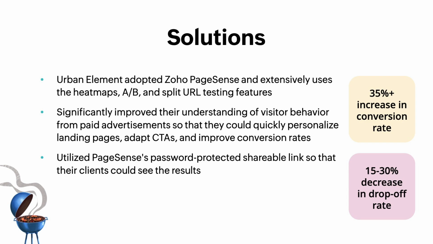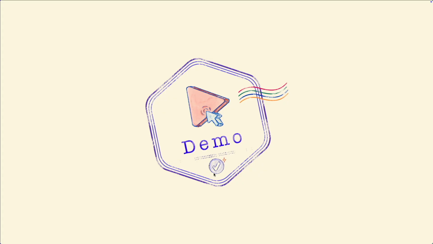With all of these features, they significantly improved their understanding of their clients' visitors' behavior so that they could personalize landing pages, they could adapt CTAs, and they could generally improve conversion rates. The ROI from this, the benefits in the ROI, is they saw a 35% increase in the conversion rate of their clients' websites, and they saw a 15 to 30% decrease in the drop-off rate. So why don't we hop in here and see Urban Element.